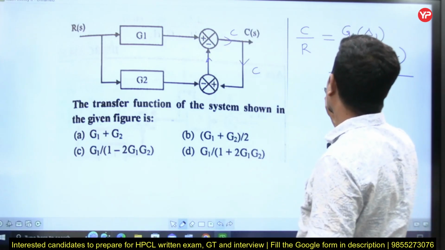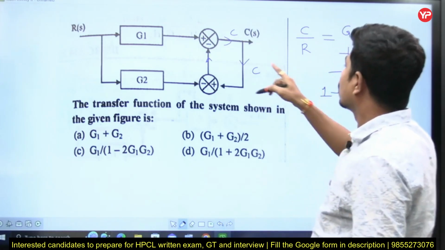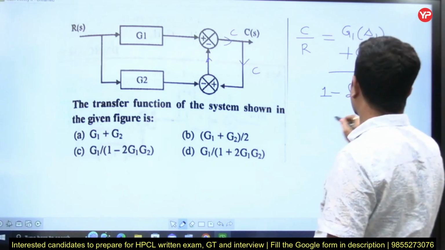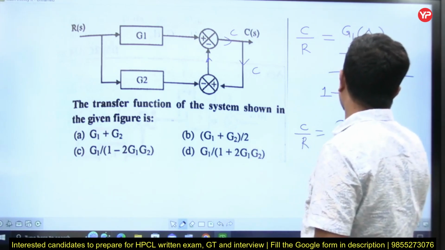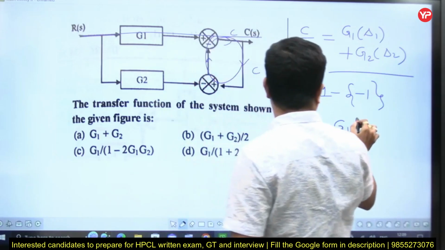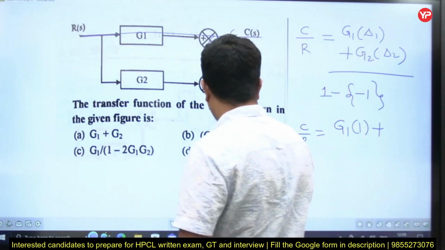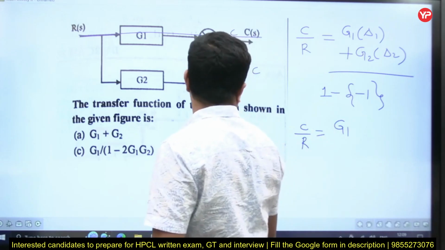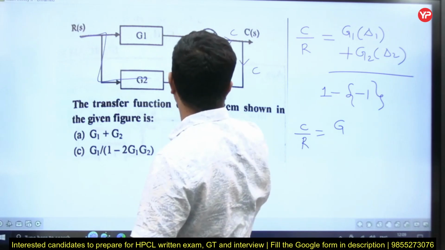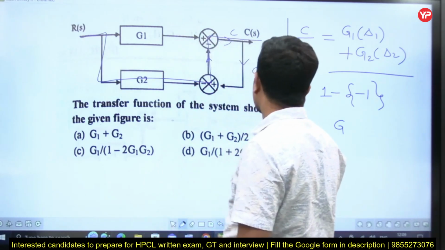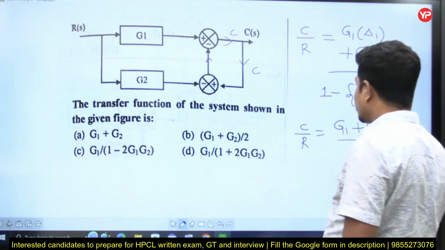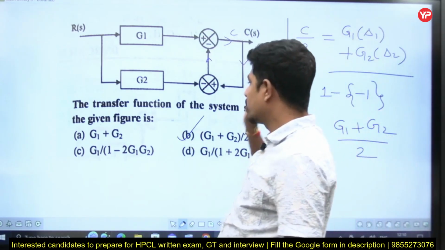What is the loop gain? 1 minus, I have only one loop, so that loop gain is, yes, it is minus 1. Therefore C by R is equal to G1 into delta 1. To this forward path this loop is touching, therefore delta 1 is 1. Let me take up the second forward path also. To this second forward path, that loop is again touching, therefore delta 2 is also 1. So (G1 plus G2) by 2. So this is one way.